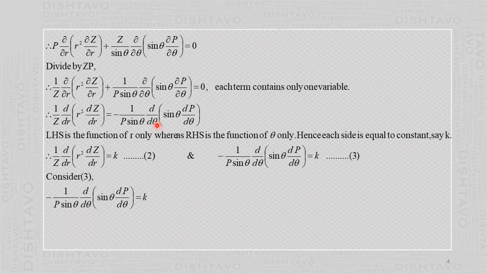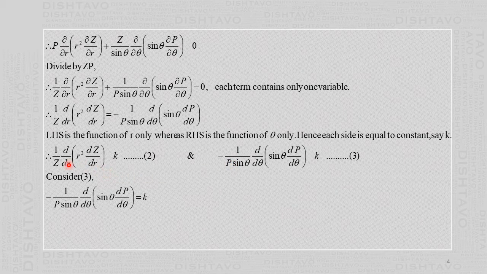So therefore, here we find that the left hand side is a function of only r and the right hand side is a function of only theta. In mathematics, we know that when such a thing exists, each side has to be equal to a constant, and we write that constant as k. So the left hand side is equal to k, we call it equation 2. The right hand side is equal to k, and we call that equation 3. So now, from the one partial differential equation, we obtain two ordinary differential equations. Now these ordinary differential equations we can solve.